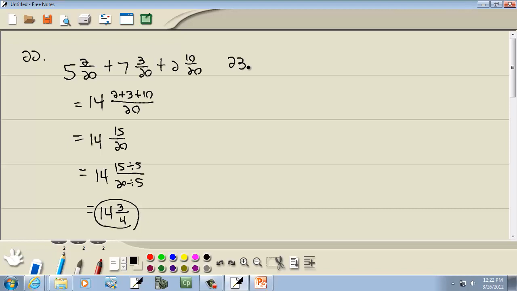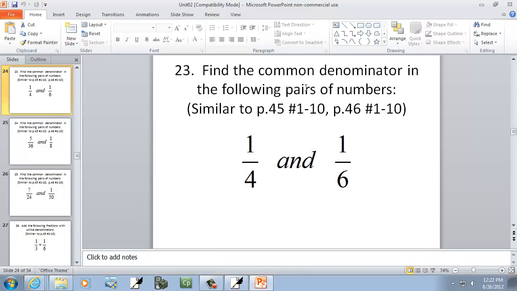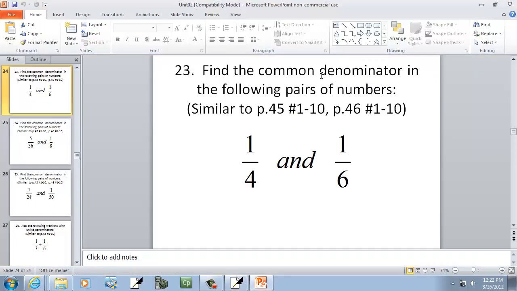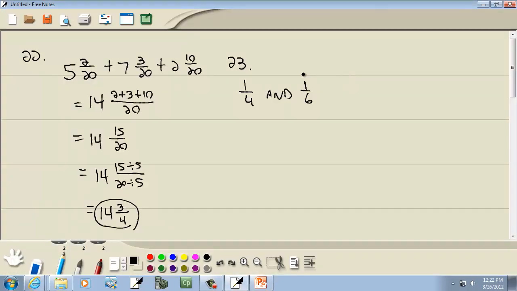So let's take a look at 23. We got 1/4 and 1/6. And it says find the common denominator in the following pair of numbers. Well, there's different ways of getting a common denominator. We're going to take a look at finding the least common denominator.